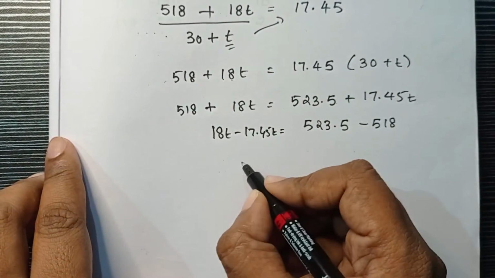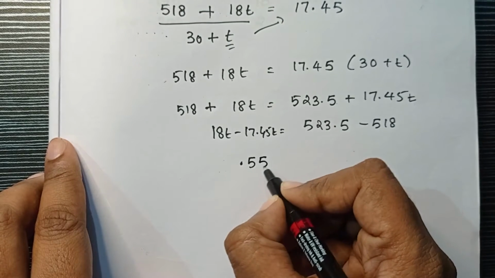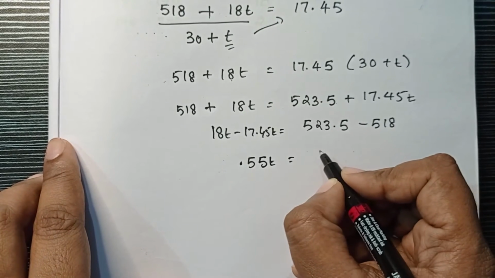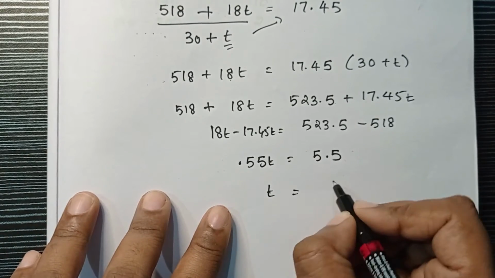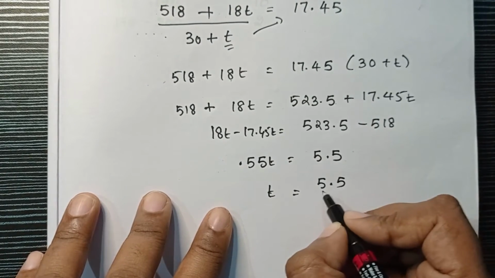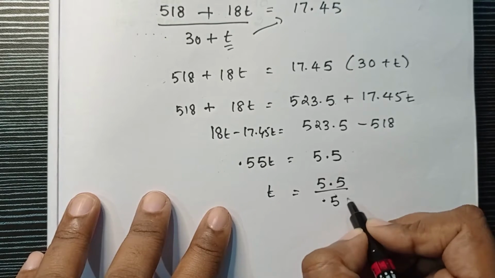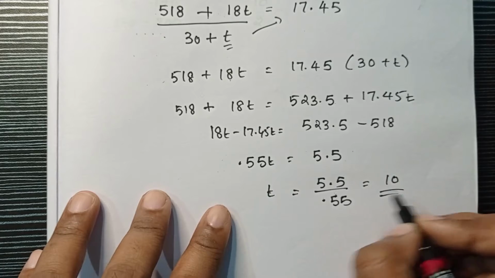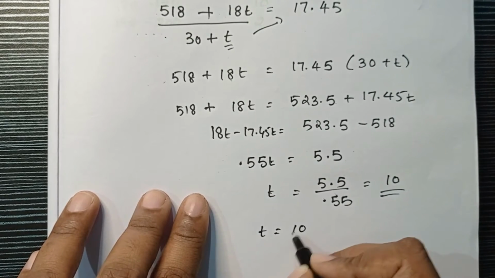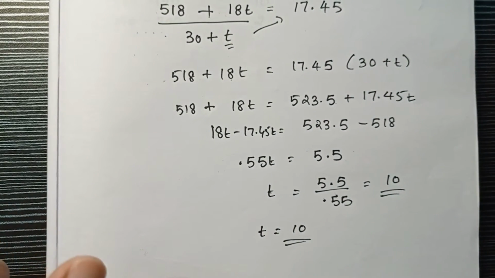So what we are getting, 0.55, just use the calculator, equal to 5.5, because I don't want to waste the time of the video by using the calculator. You can calculate it on your own. 5.5 divided by 0.5, so we are getting the answer 10. Hence the answer of t is 10. Okay, so I hope you understood. It is very simple.